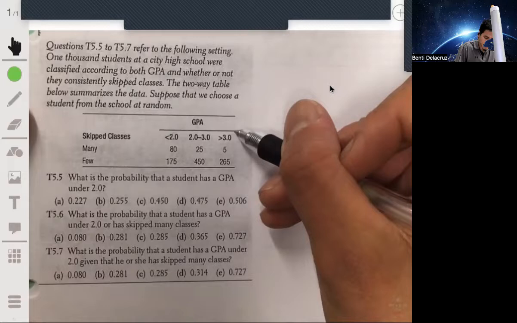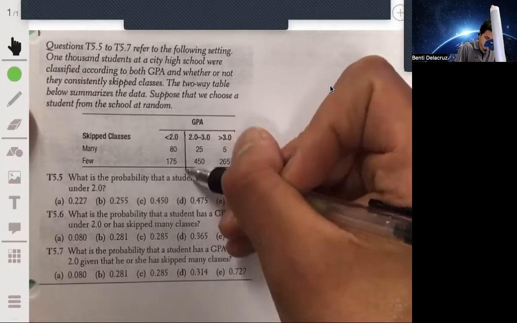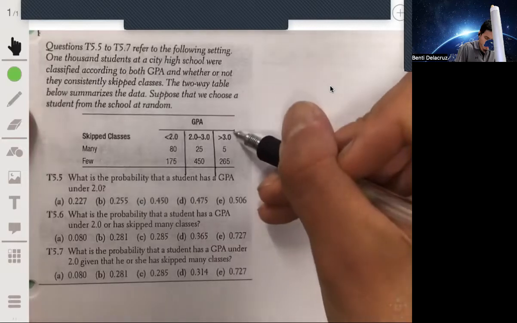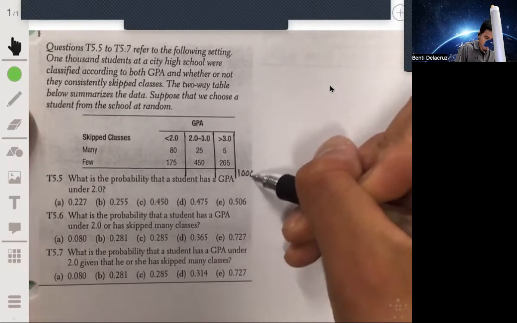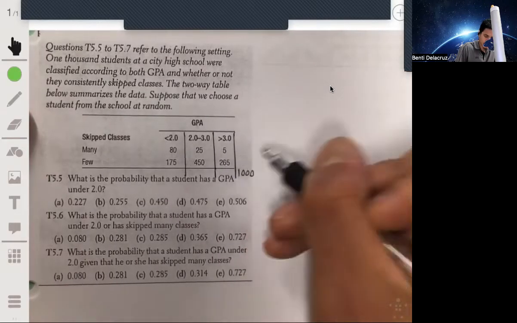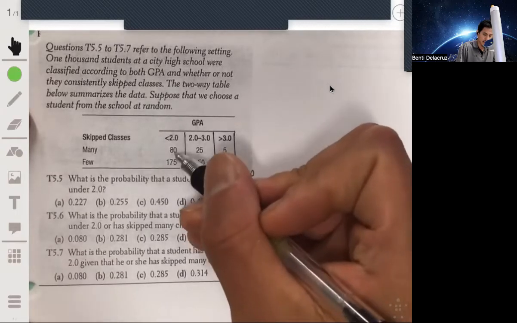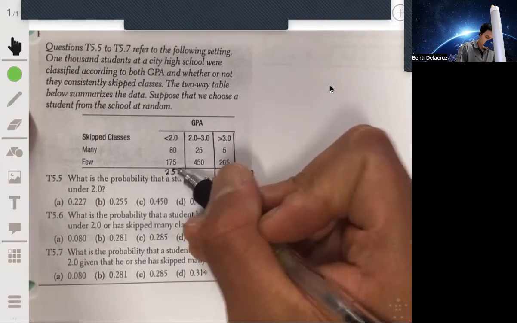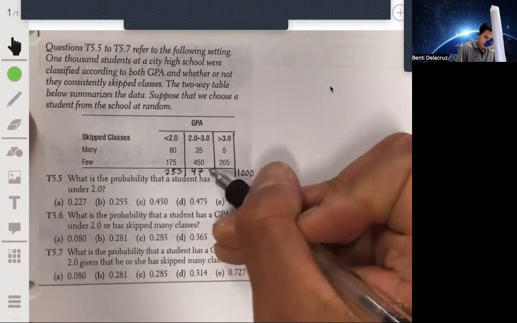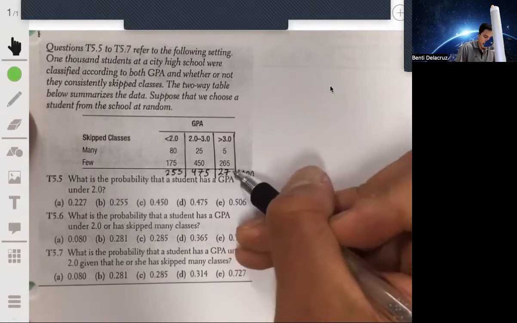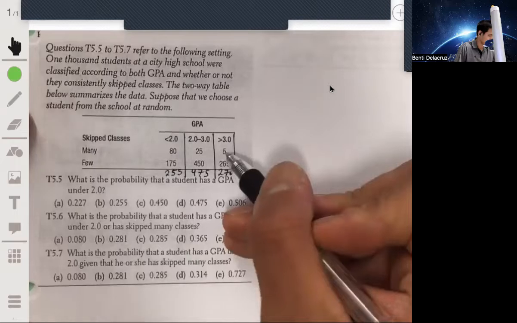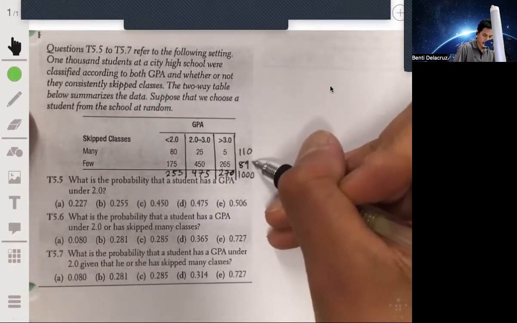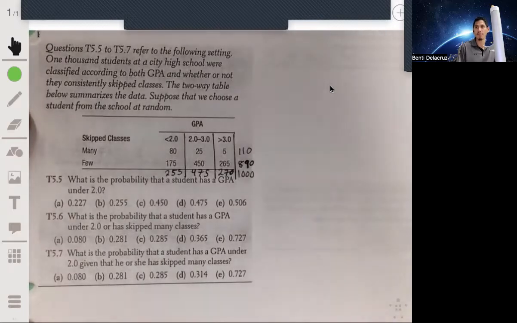I usually advise the first thing you do when you have a two-way table is take the time to figure out the totals, especially if they don't have it. It says we have 1,000 students, so we know that the total over here will be 1,000. Let's just add across the rows and columns. Here we have 80 plus 175, so 255. And 475 and 270. And these across will add up to 110. And these will be 890. It's really going to help you usually within the problem.